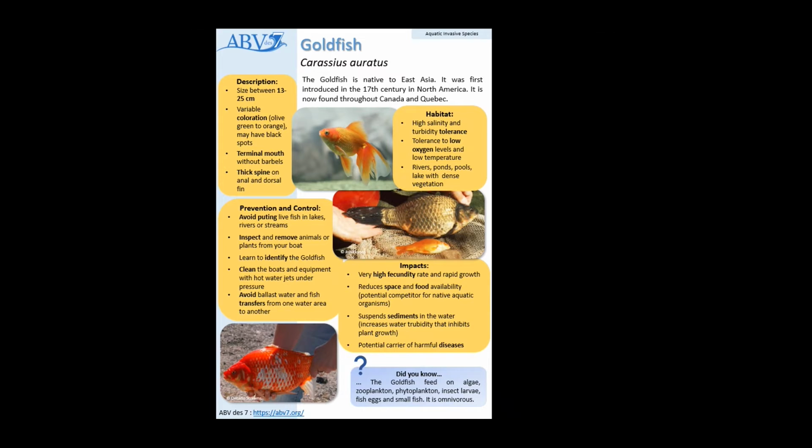The goldfish feed on algae, zooplankton, phytoplankton, insect larvae, fish eggs, and small fish. So it has a very diverse diet. One of the problems of this species is its large capacity of reproduction, and it can grow very fast. In only 10 years, they can reach more than 70 centimeters long. It can be a very large fish.